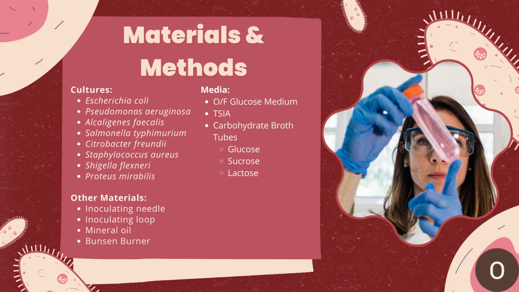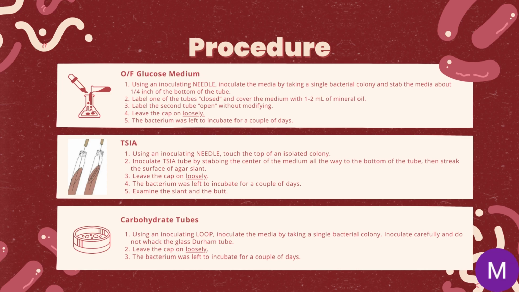The materials and methods for this lab. In this lab, we used the following cultures that are listed below. We also used the previously mentioned media of OF glucose, TSIA, and the carbohydrate broth tubes. And some of the other materials that we used were an inoculating loop and needle, mineral oil, and a Bunsen burner.